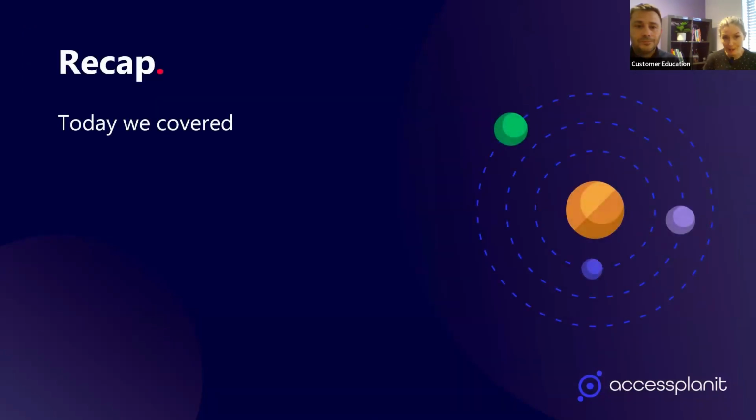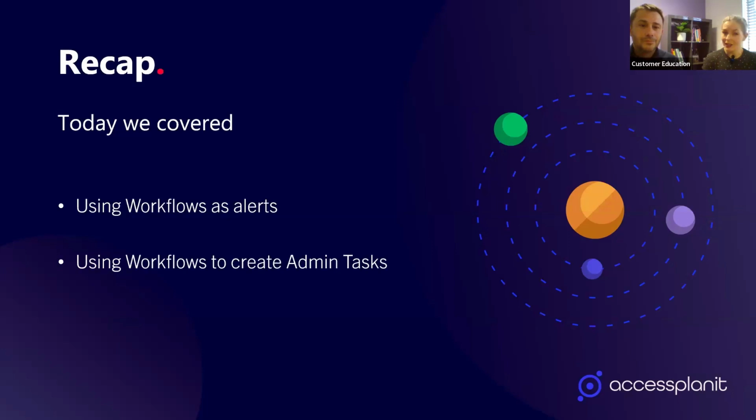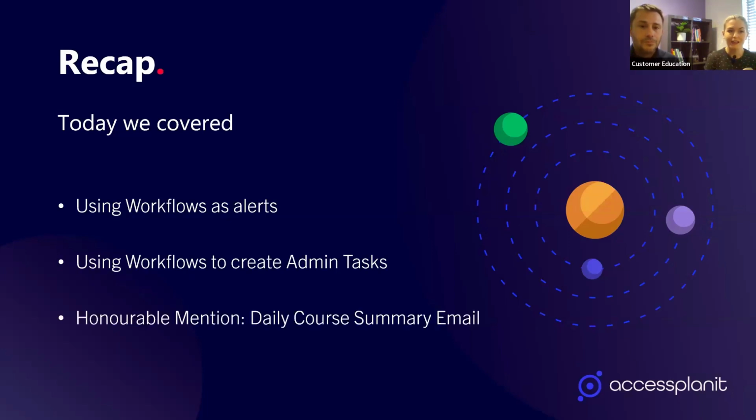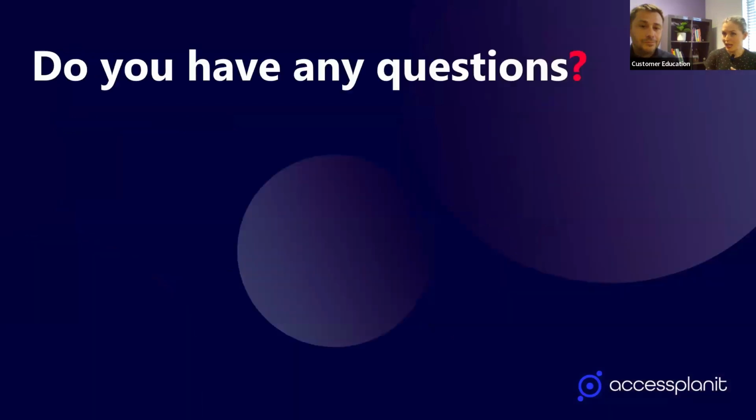Okay, nice. So to recap, we covered three areas today. First of all, using workflows as alerts. Then we looked at generating tasks based on certain criteria happening in the platform. And then finally we wrapped up with that little honourable mention of the daily course summary email. So let's move on to Q&A. Seen some questions popping up. Let's have a look at them.